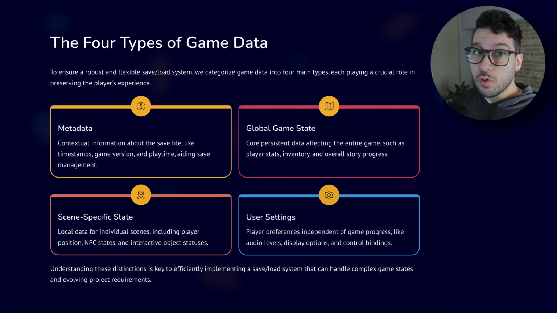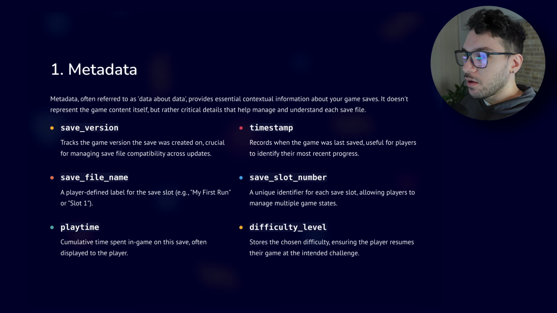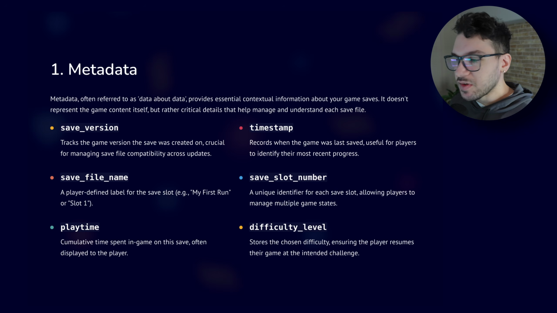There are typically 4 types of data that you need to save. You have the metadata, which is all the data that is about the save file itself. Okay, so it's not about the game. You could have something like a timestamp in there. You can have a saving file version if you want some backward compatibility when you update your saving system.